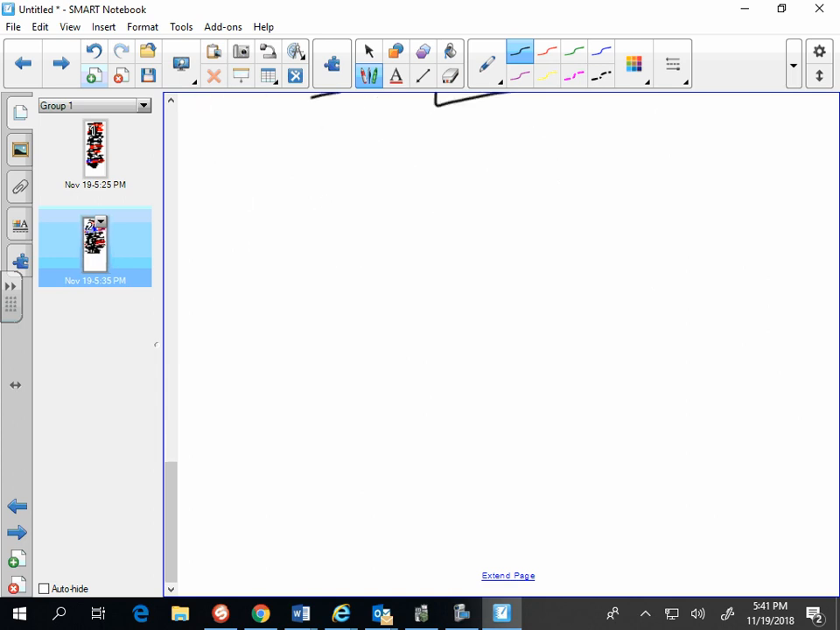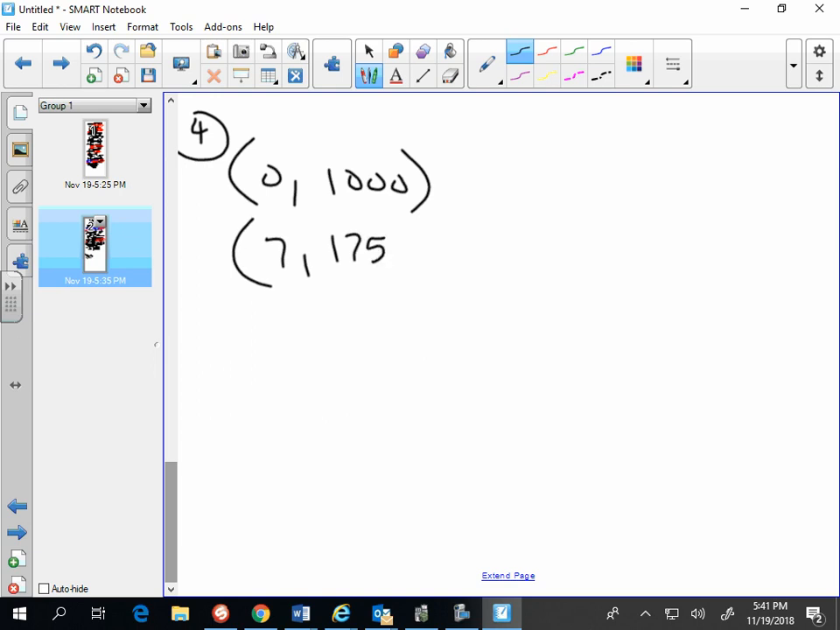Okay, question number 4. A colony of weevils grows exponentially. At the start of the week, there are 1,000 weevils. And if you don't remember what a weevil looks like, just look at the worksheet. There's a picture of a weevil for you. By the end of the week, there are 1,750 weevils. How long will it take to triple the population?